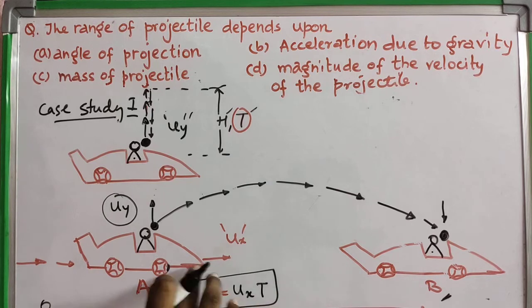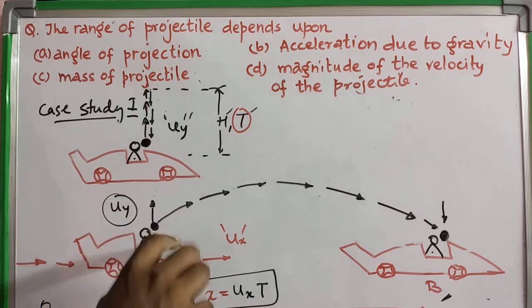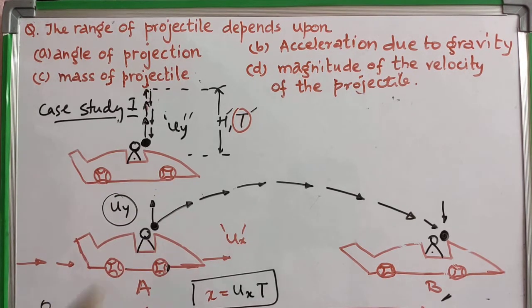But this time he started his position. He is not constant at a given position. He started at A. He reached B. How is this possible? He has thrown the ball upward, and when the ball reaches down, by that time the ball as well as the whole body is at B. How is this possible? So let us understand how this is possible.